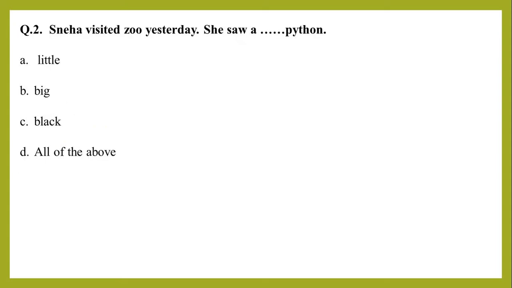Question 2. Sneha visited the zoo yesterday. She saw a dash python. Option A, little. Option B, big. Option C, black. And option D, all of the above. Your correct answer is option D, all of the above.